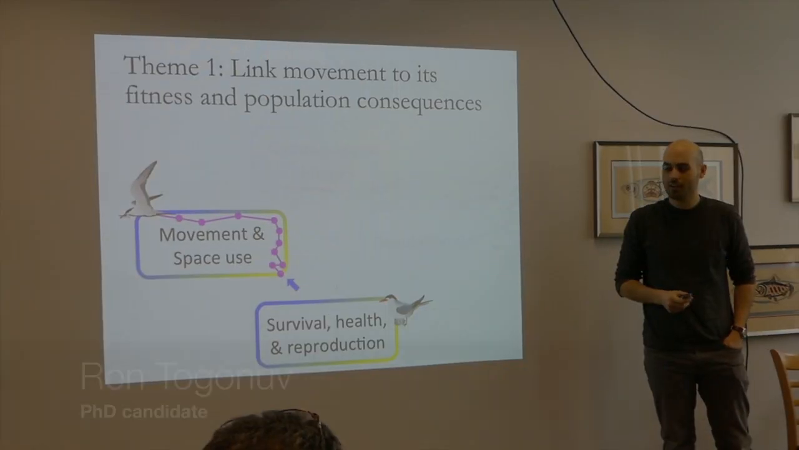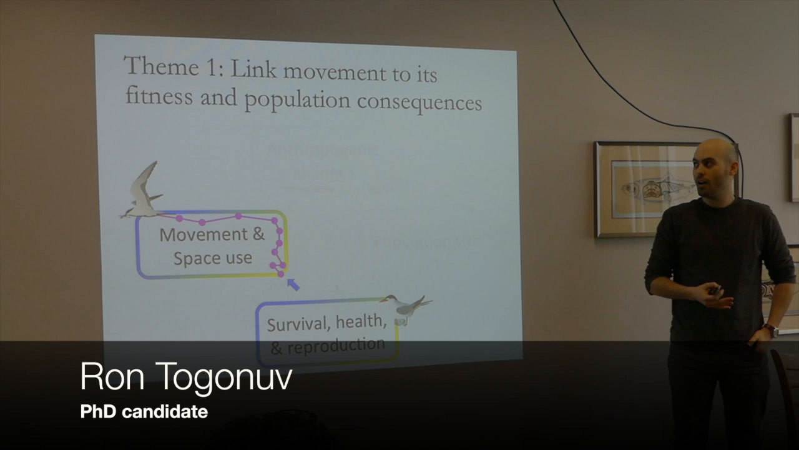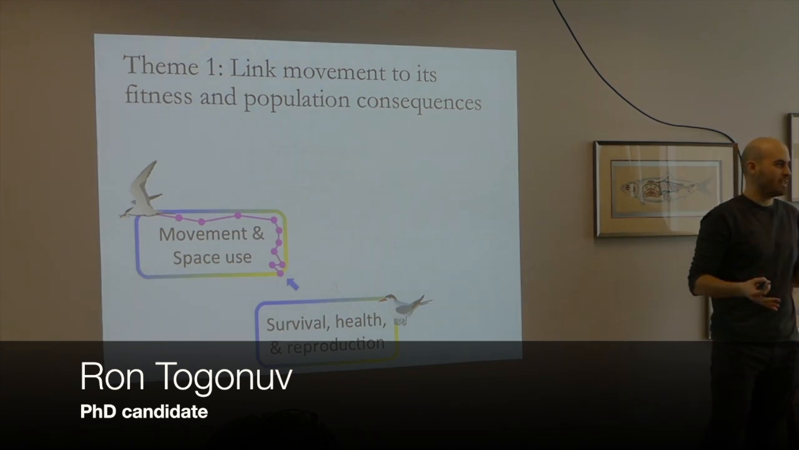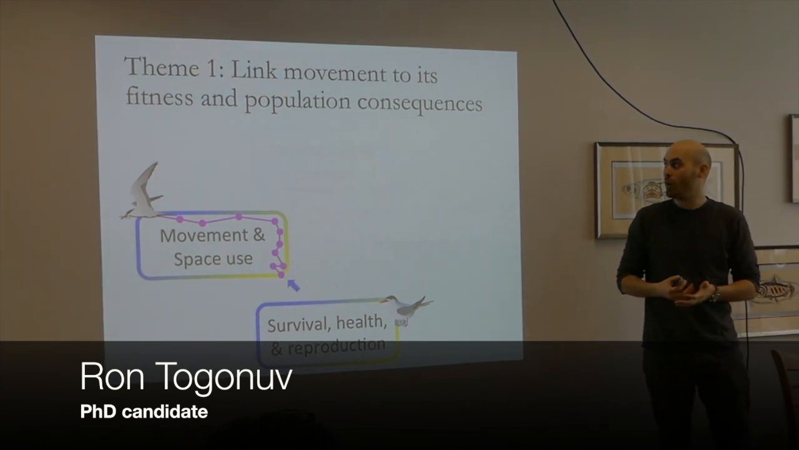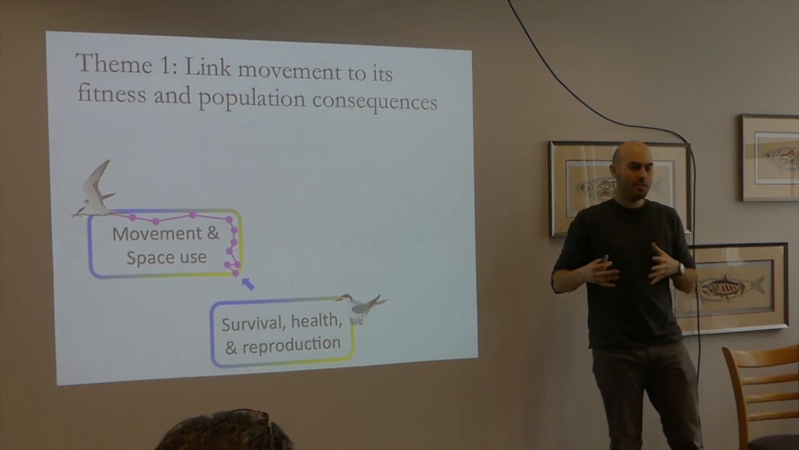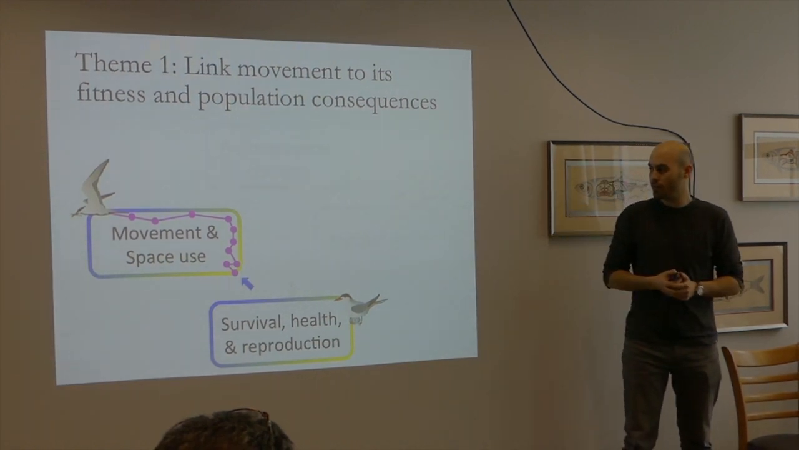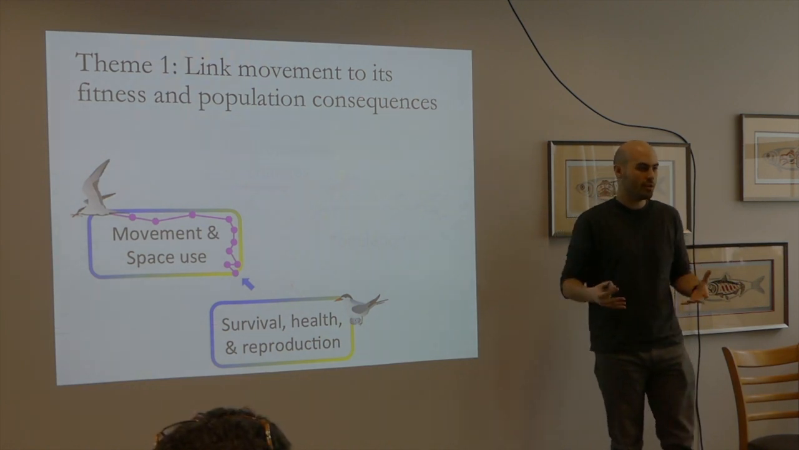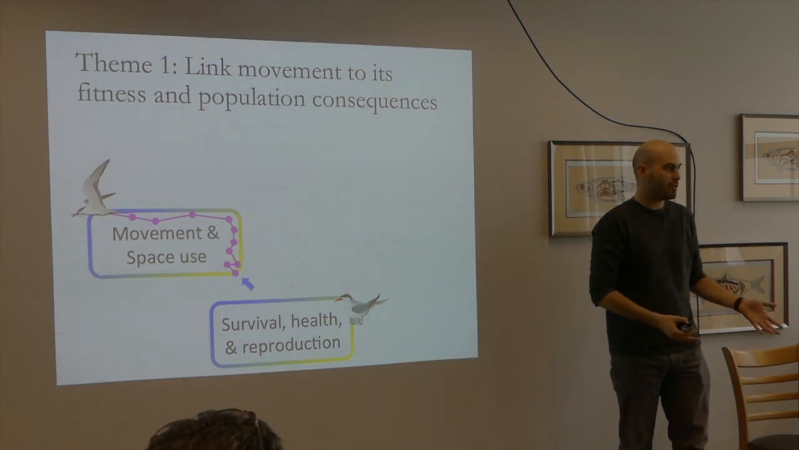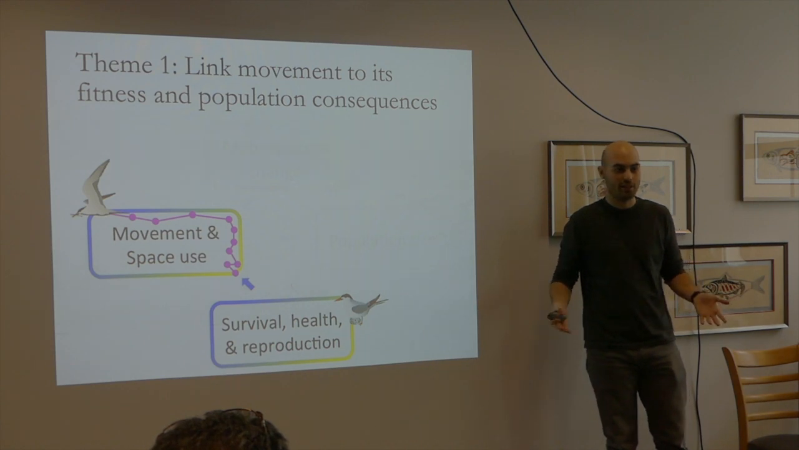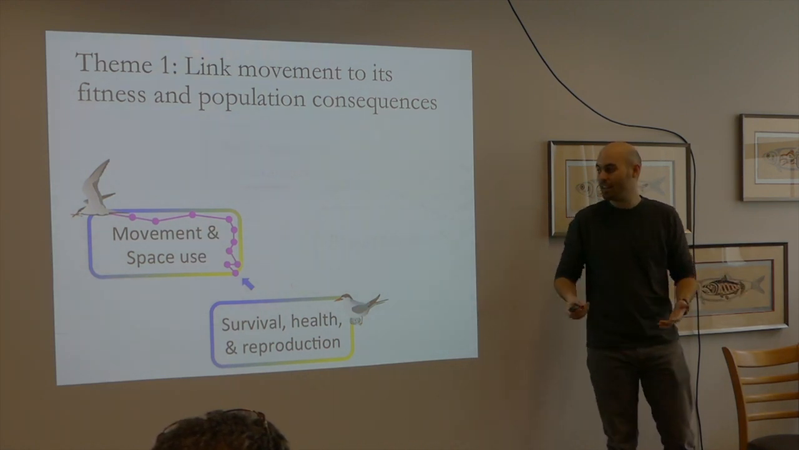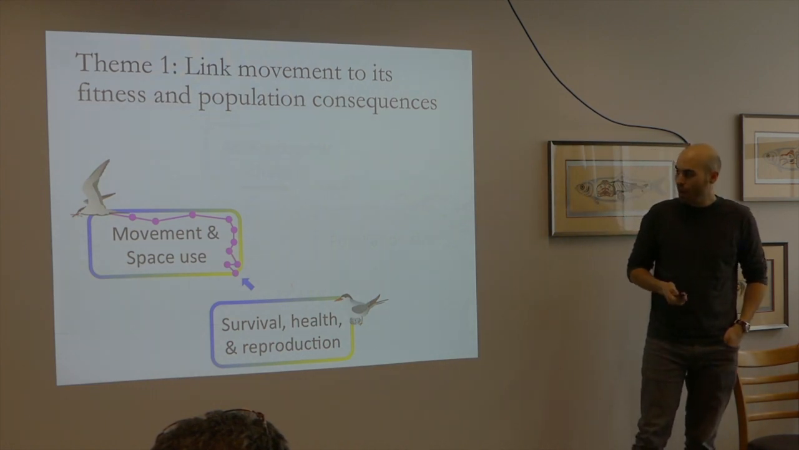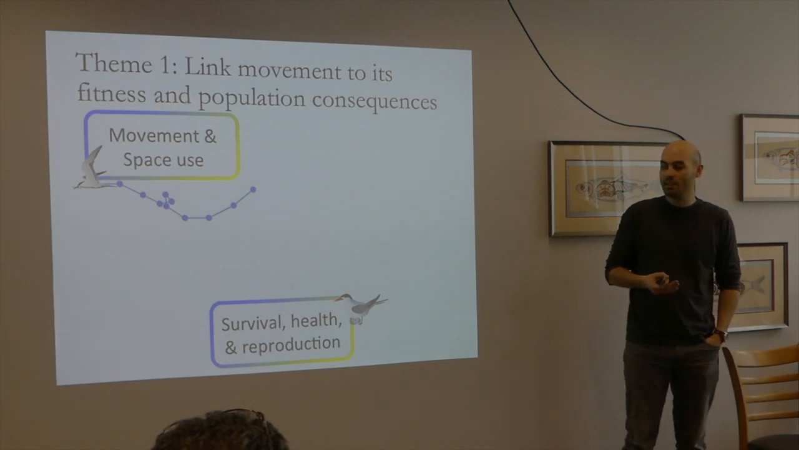So I'll talk a bit about the first thing, which is to link movement data with fitness and population consequences. Underlying the link between these is the fact that the movement data we observe reflects underlying behaviors that have certain energetic consequences, because they're associated with energy intake and energy output. And to link the two of these things, it's a multi-step process.